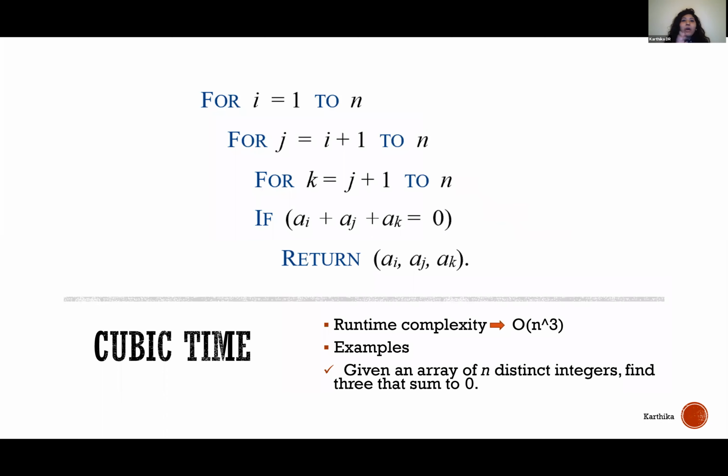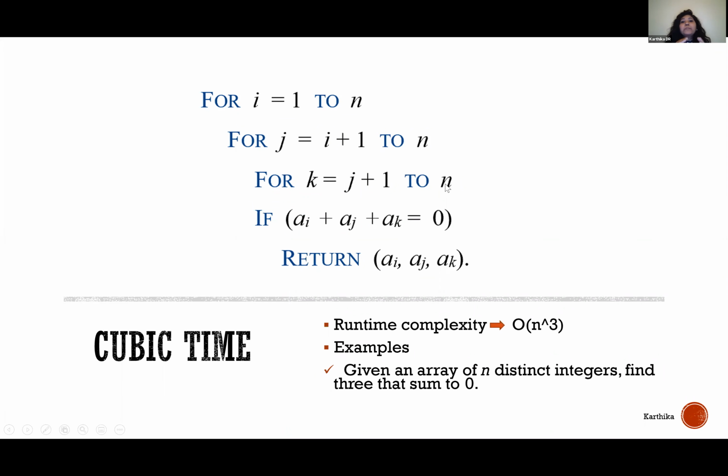We saw quadratic time, that is n squared. The next level after n squared is n cubed. This cubic time is represented using O of n cubed. A very simple example: if they have given an array of n distinct integers, we have to find 3 numbers that sum to 0. You can see the code snippet. We have got 3 nested loops, and each loop runs for n number of times.